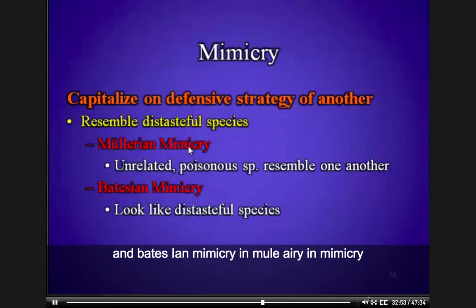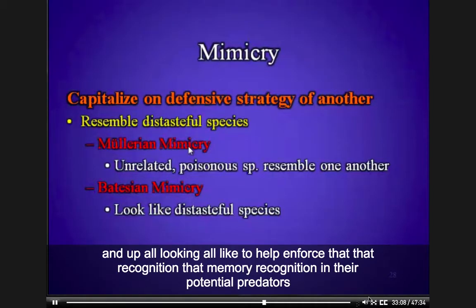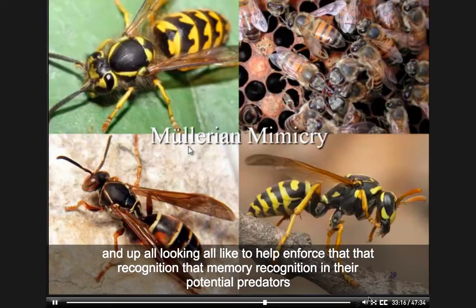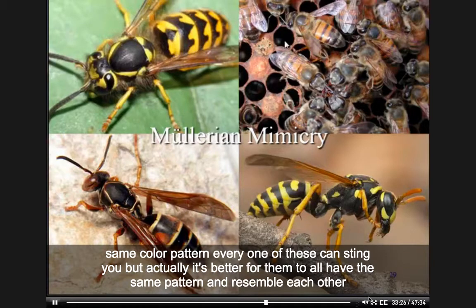In Mullerian mimicry, these are actually a little less common variety of mimicry. This is where things that are poisonous or have stingers or have ways of defending themselves end up all looking alike to help enforce that recognition, that memory recognition in their potential predators. Here's a good example. This is Mullerian mimicry. You have a yellow jacket, you have two wasps, a hornet and a wasp, and bees. Notice they all have the same color pattern. Every one of these can sting you.